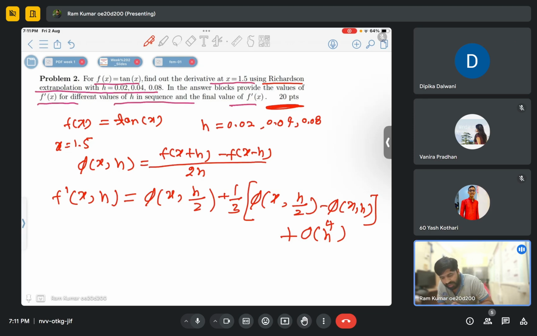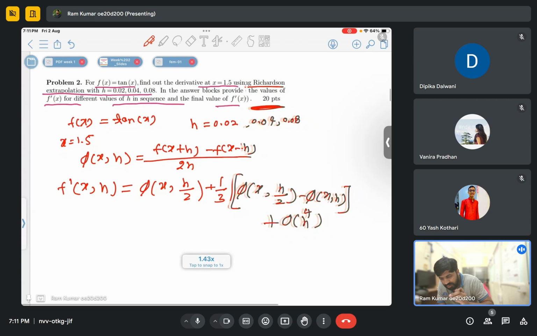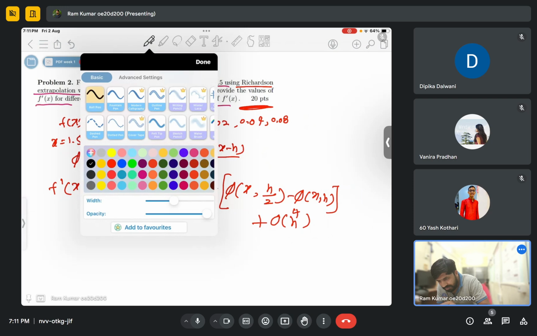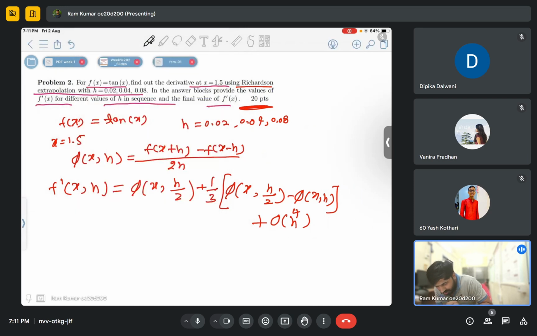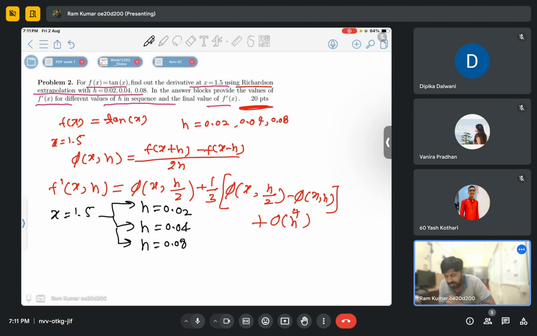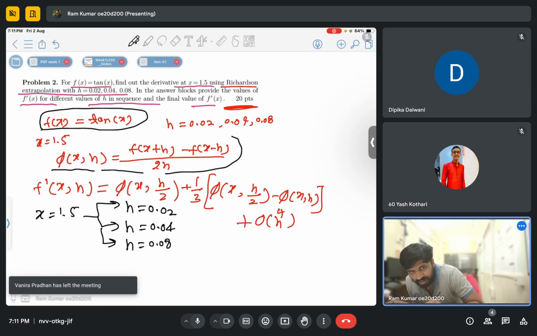Fine. So now we are going to calculate this. First, we have to find f dash x comma h. We have x equal to 1.5, and three values of h: h equal to 0.02, h equal to 0.04, h equal to 0.08. Fine. So now see, this is our f(x), and this is our phi.